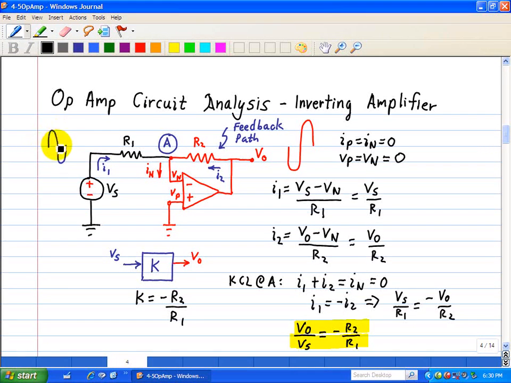And again, the negative sign shows that we have an inversion of our input. So if the input looks like this once again, then it's opposite or inverted at the output, like that. So for a constant, if it's a plus 5 volt power supply here, then at the output is a minus, whatever the scale factor or ratio of R2 divided by R1.